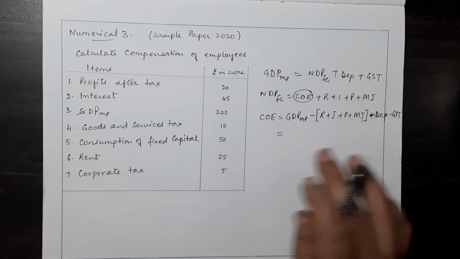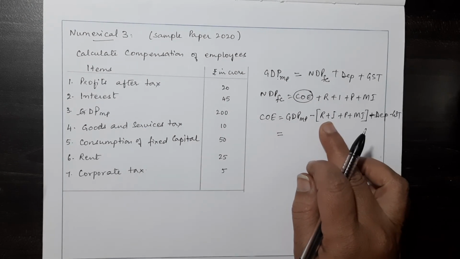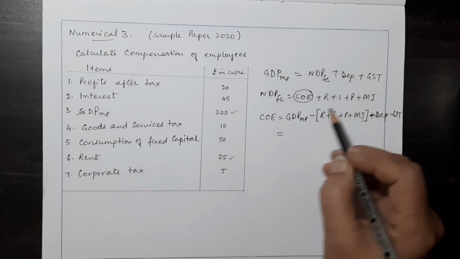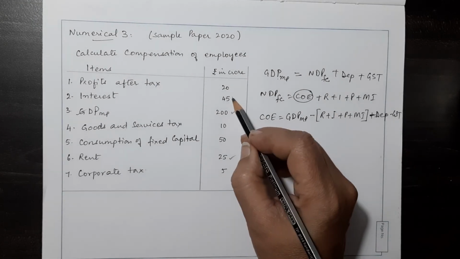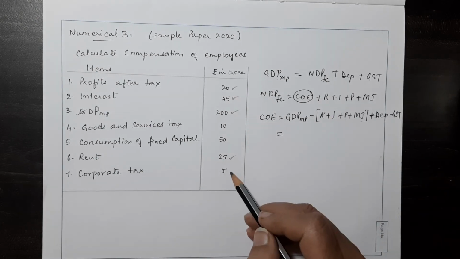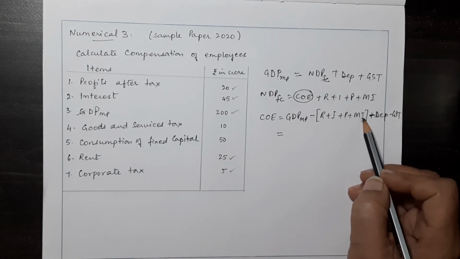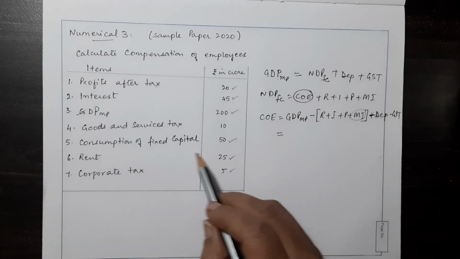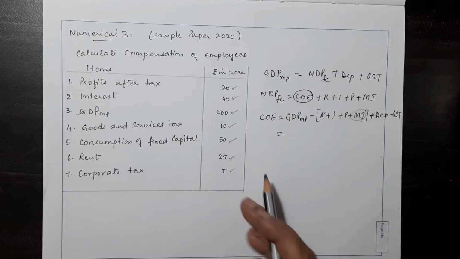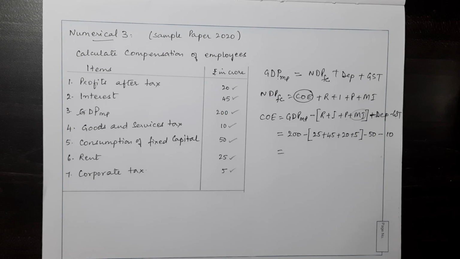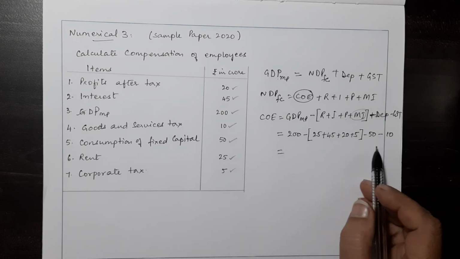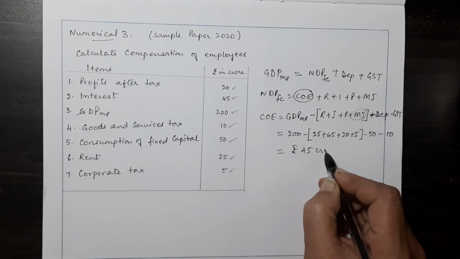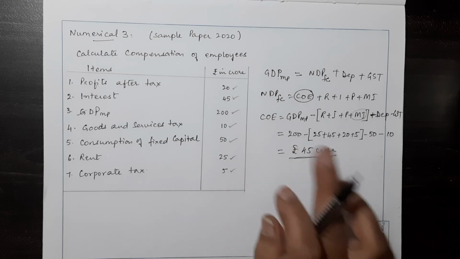We'll put the values over here. We know GDPMP, which is 200. Rent is given to us over here. Then interest is given to us here. Profits will include 20 plus 5, 25. Then mixed income we don't have, so we need not worry about mixed income. Depreciation is given to us and GST is also given to us. So we will add all of these and subtract from GDPMP. After putting in all the values over here, we get rupees 45 crore as the answer. So this is the compensation of employees.